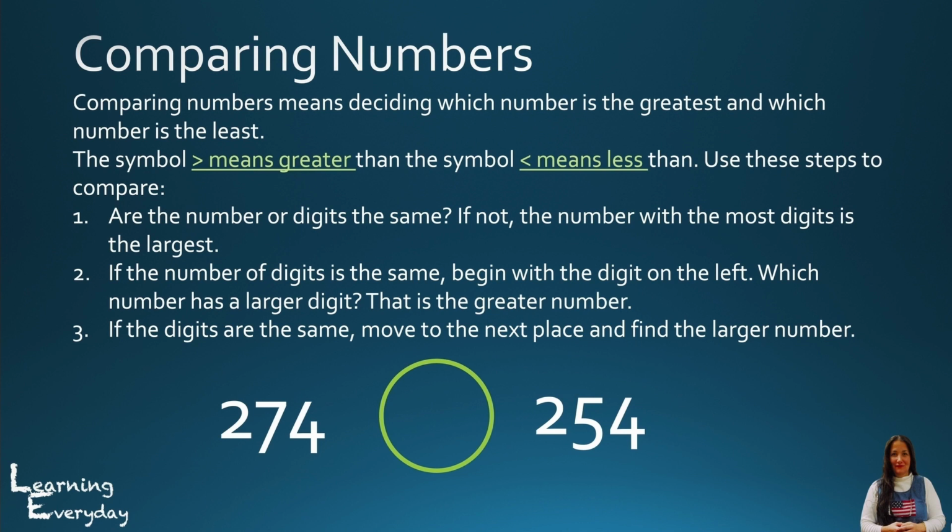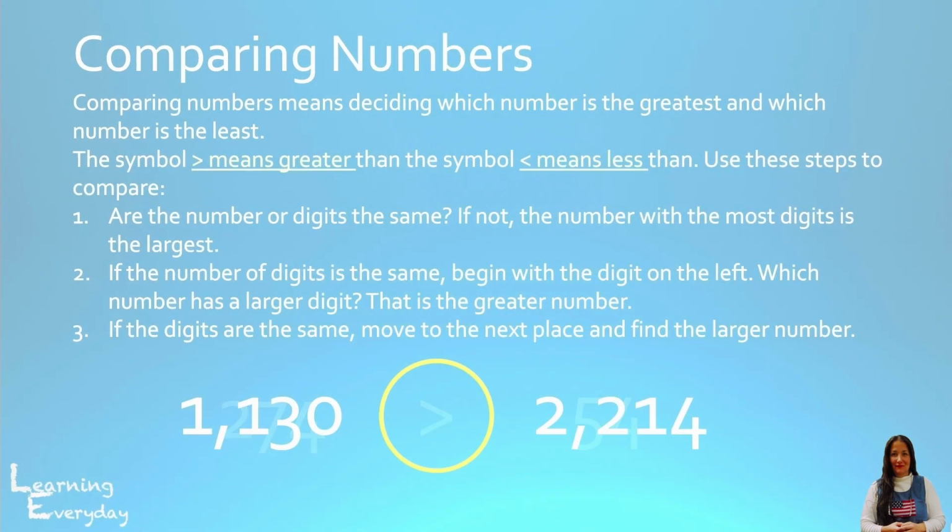274 on the left, 254 on the right. We look at the digits. We have a 2 on both sides. And then we have the next digit, 7 and a 5. We know 7 is larger than 5. 274 is greater than 254.